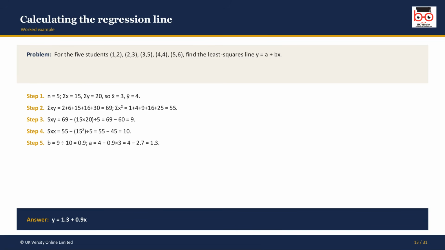Let's fit a line to our 5 students. With n equal to 5, the sum of x is 15, and the sum of y is 20, so x bar is 3 and y bar is 4. The sum of xy works out to 69, and the sum of x squared to 55. So Sxy is 69 minus 60, which is 9, and Sxx is 55 minus 45, which is 10. That makes b 9 over 10, so 0.9, and a is 4 minus 0.9 times 3, so 4 minus 2.7, which is 1.3. Our line is y equals 1.3 plus 0.9x.